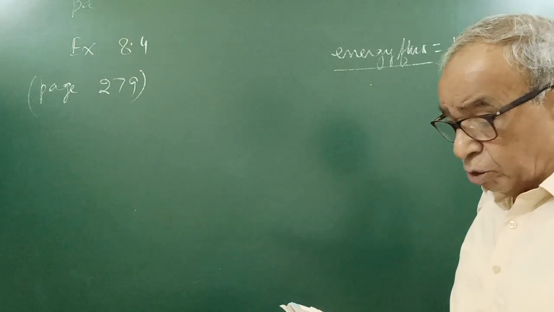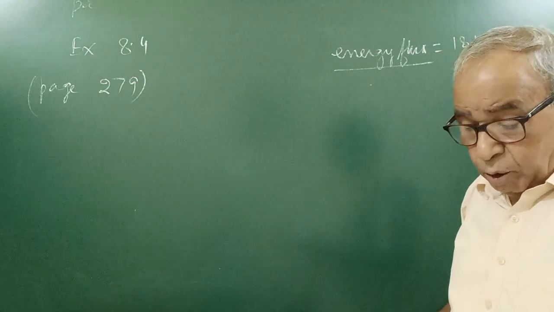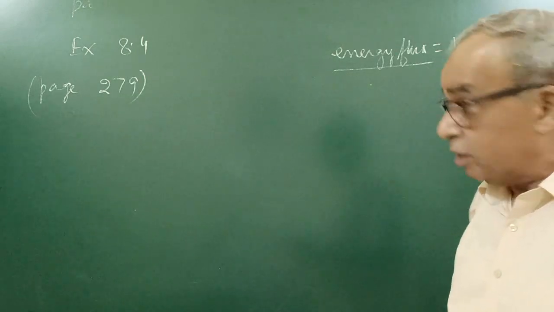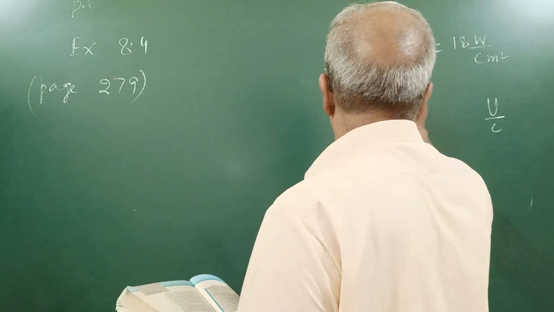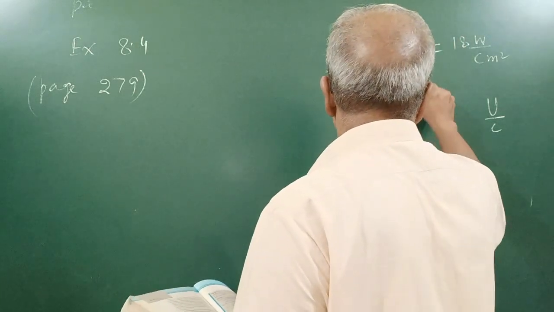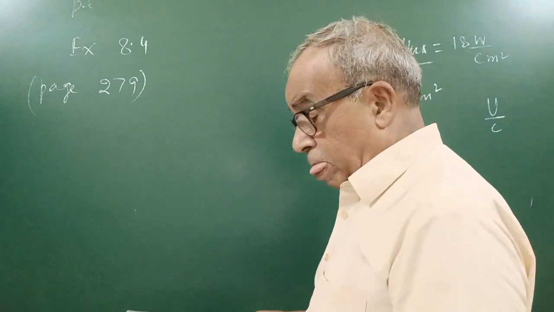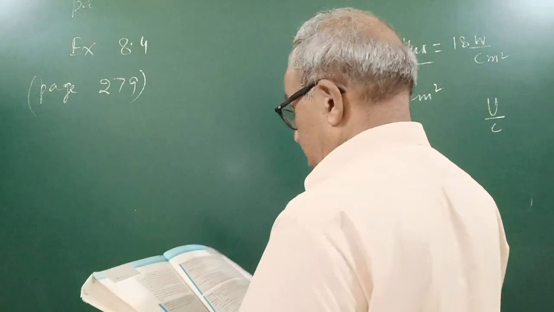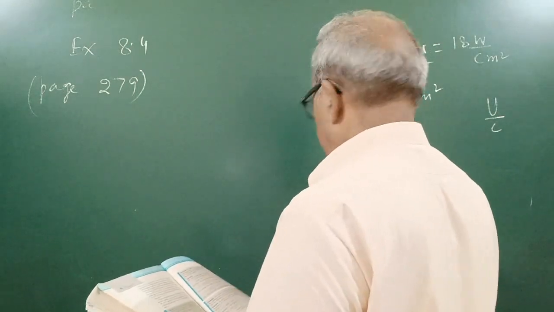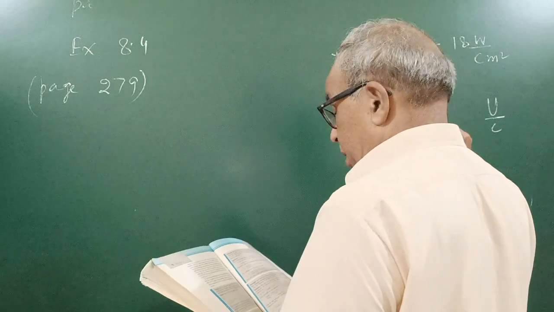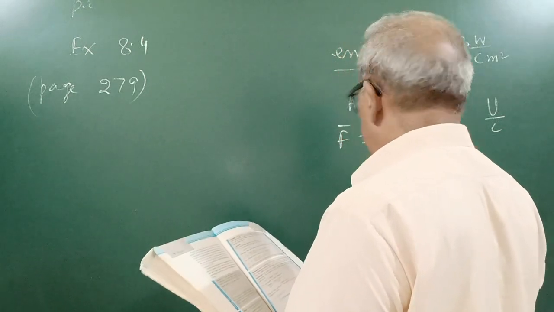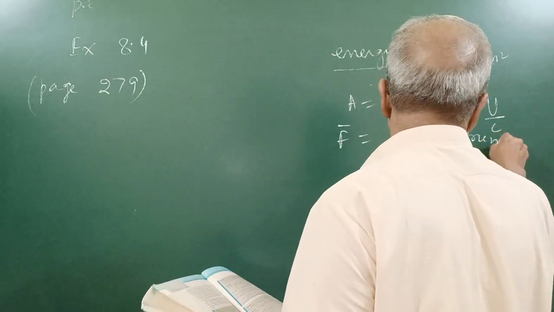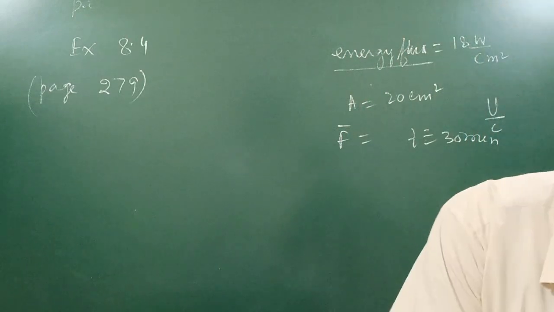Light with an energy flux of 18 watt per centimeter square falls on a non-reflecting surface at normal incidence. If the surface has area 20 centimeter square, find the average force exerted on the surface during 30 minutes. तो ऐसा पूछा फोर्स.